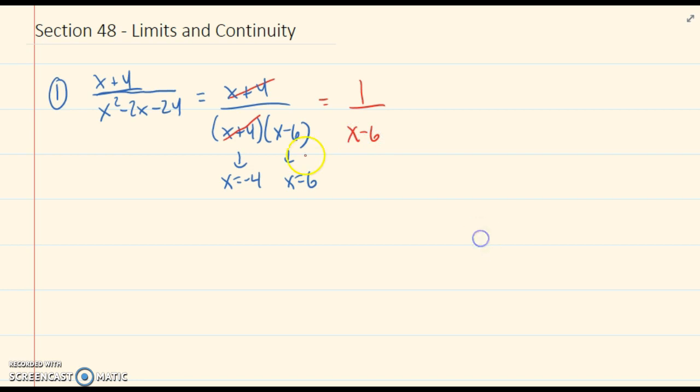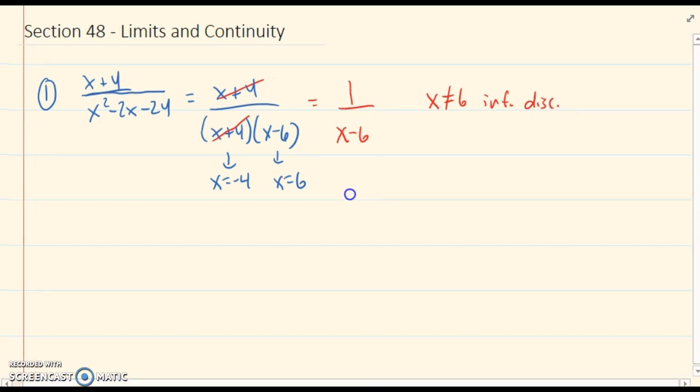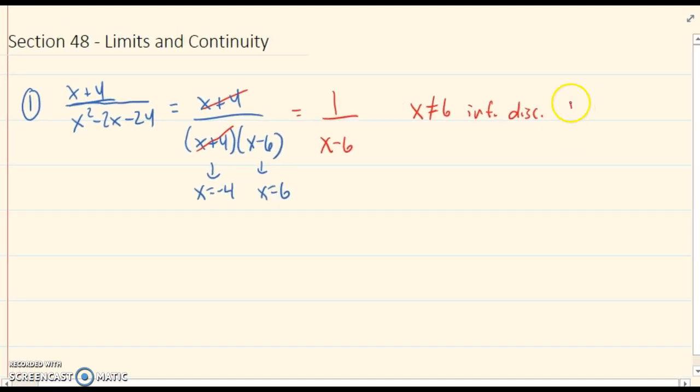Because this factor right here didn't cancel out, that excluded value, x cannot equal 6, indicates infinite discontinuity. The implication for the graph is that we are going to have a vertical asymptote, which I'm going to abbreviate VA, at x equals 6. If we were to graph it, we'd see that dotted line at 6 that acts as a boundary. For the other excluded value at negative 4, the function canceled those out.